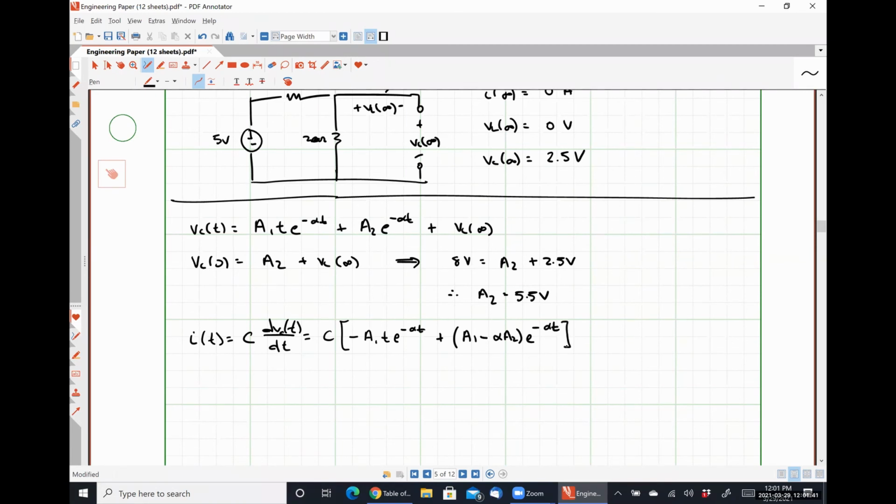All right. And I at 0 plus then reduces to what? Yeah, this whole first term goes away, so we're just going to have C times A1 minus alpha A2, because e to the minus alpha T is going to go to 1. So A1 minus alpha A2.